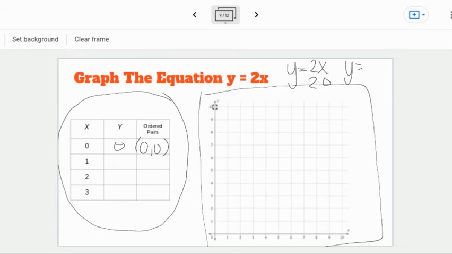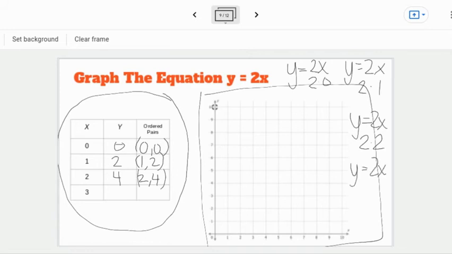Okay, y equals 2x again. This time we're plugging in a 1. 2 times 1 is 2. So ordered pair (1, 2). Okay, y equals 2x. x this time is 2. 2 times 2 is 4. So (2, 4). Y equals 2x. 2 times 3 is 6. So (3, 6). Okay, there's your ordered pairs.